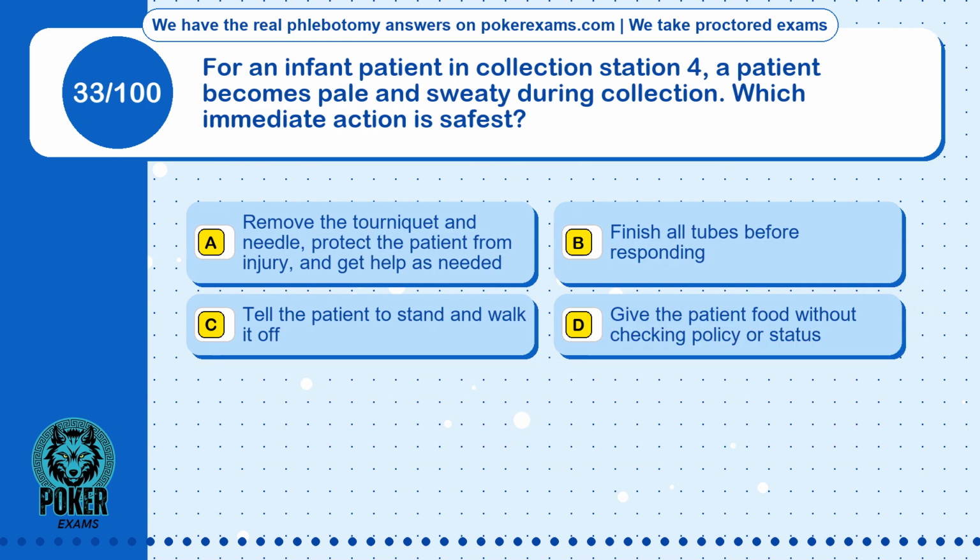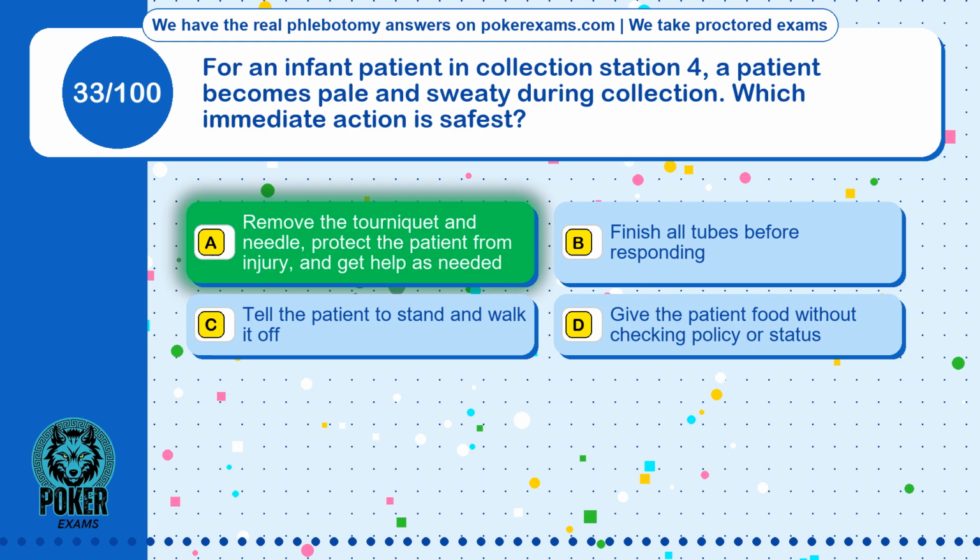Question 33. For an infant patient in collection station 4, a patient becomes pale and sweaty during collection. Which immediate action is safest? Option A. Remove the tourniquet and needle, protect the patient from injury, and get help as needed. Option B. Finish all tubes before responding. Option C. Tell the patient to stand and walk it off. Option D. Give the patient food without checking policy or status.